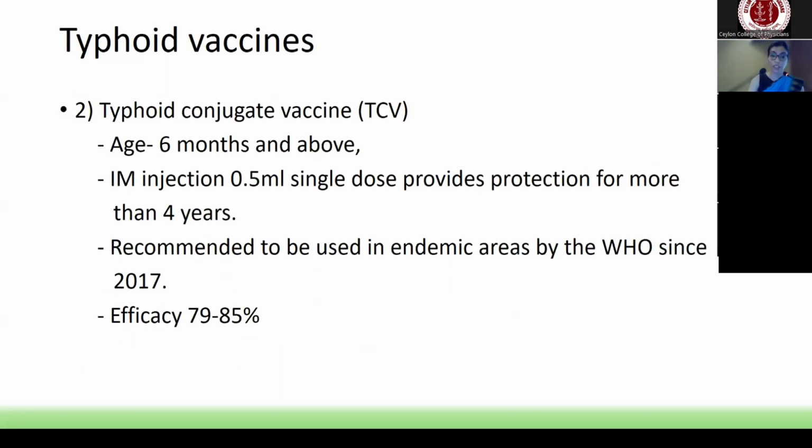The typhoid conjugate vaccine, which is used in India, can be used from 6 months and above. The IM injection is given as a single dose and provides protection for more than 4 years. It has been recommended for use in endemic areas by the WHO since 2017, and the efficacy is between 79 to 85%.